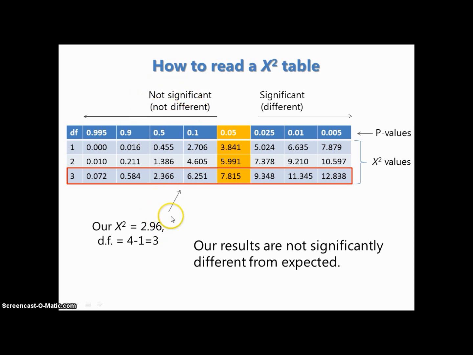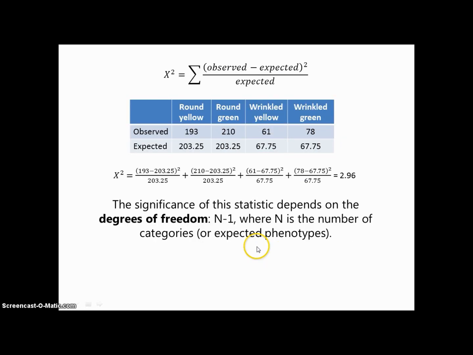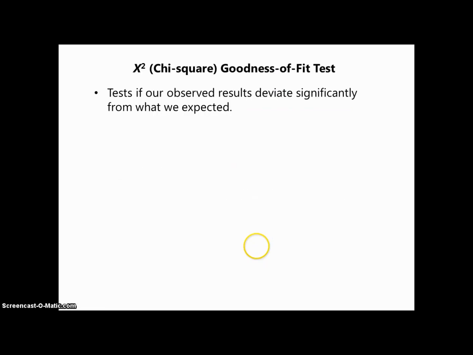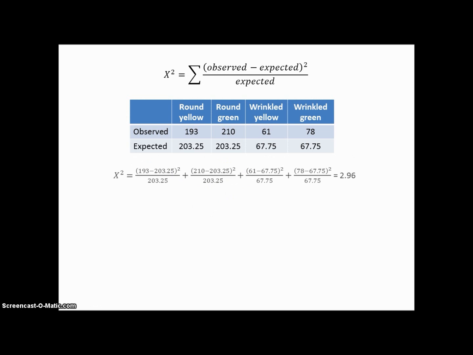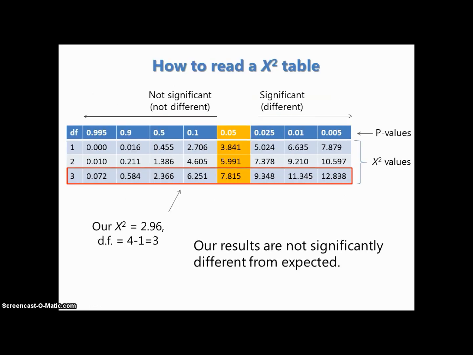What this means is that our results are not significantly different from what we expected. So we can conclude that our trait does follow Mendelian rules of assortment and segregation.